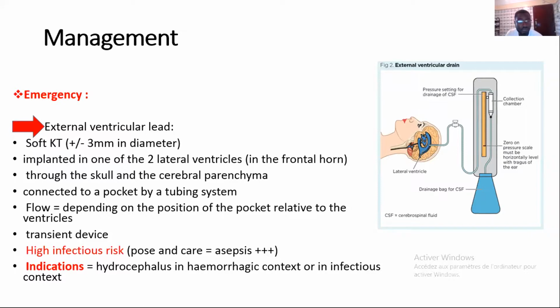Flow depends on the position of the pocket relative to the ventricle. It is a transient device, but we can have higher infection risk, so you have to do the care with great asepsis. The indication is hydrocephalus in a hemorrhagic context or in an infection context. You can see here this device, the external ventricular drain, this column, and this drainage bag for CSF.